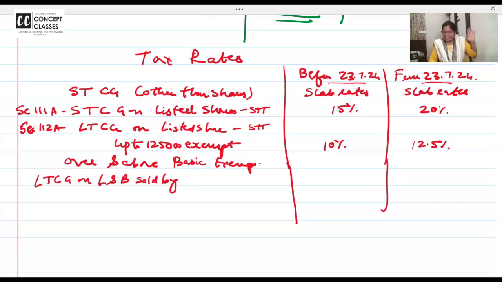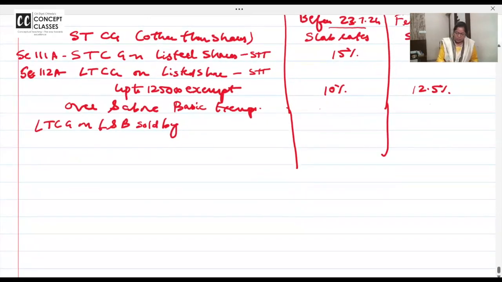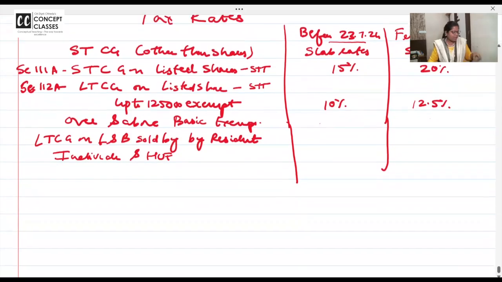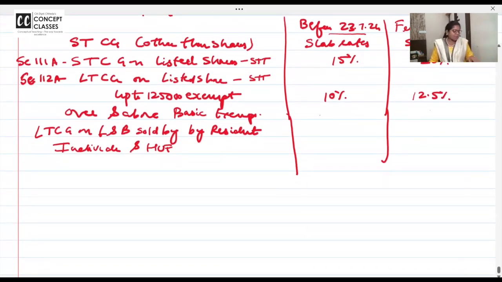So, once again, short-term capital gain other than shares is slab rates. Short-term capital gain on listed shares, it was 15%, now it's 20%. Long-term capital gain on listed shares, it was 10%, now 12.5%, but above 1,25,000. Now, long-term capital gain on land and building sold by a resident individual or HUF. Okay. And it's a long-term capital gain.